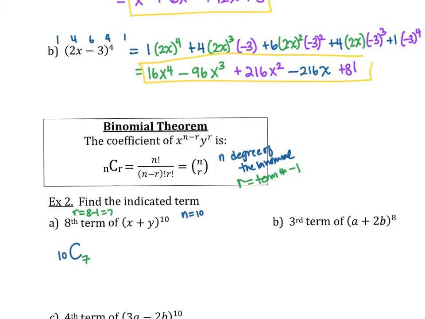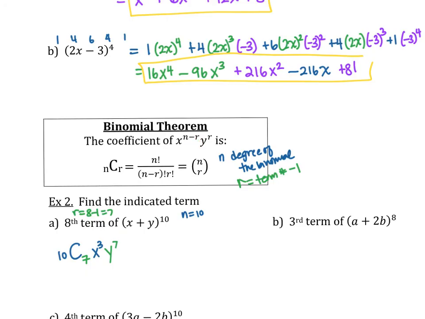Now this number, remember, is telling me the degree of the y. So I'm going to fill that in first. So this is x to the something, y to the something. The y is to the 7th. I want to know what the degree on the x is. These two have to add up to 10, so this must be 3. Or according to this formula, it's n minus r. So 10 minus 7 would give me 3 there.